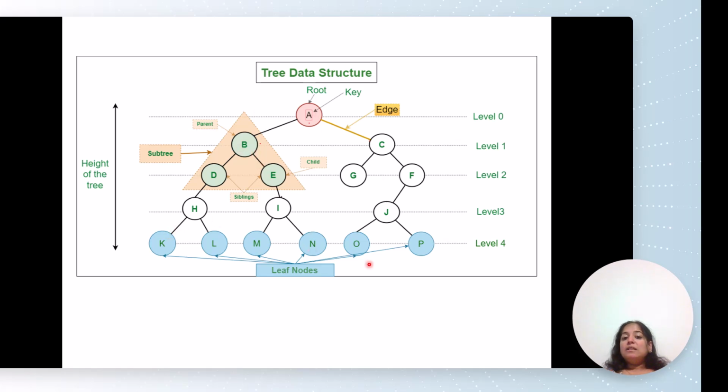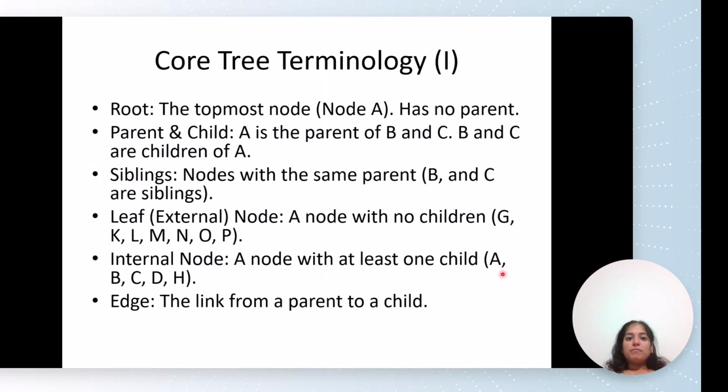The nodes which do not have any child are called leaf nodes. Like for example, you can see K, L, M, N, O, P, G. They do not have any child, so these are the leaf nodes. The nodes which have children are called non-leaf nodes. The leaf nodes are also called external nodes, whereas the non-leaf nodes are also called internal nodes.